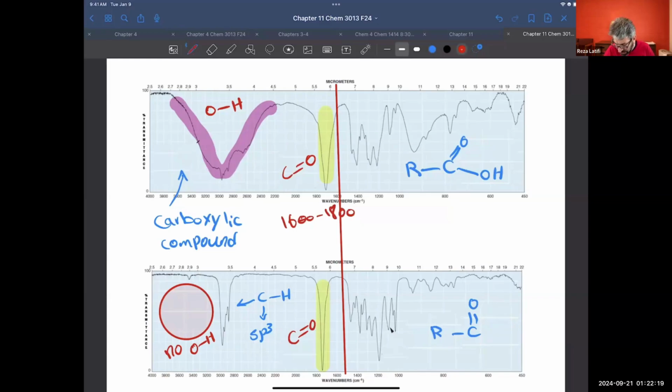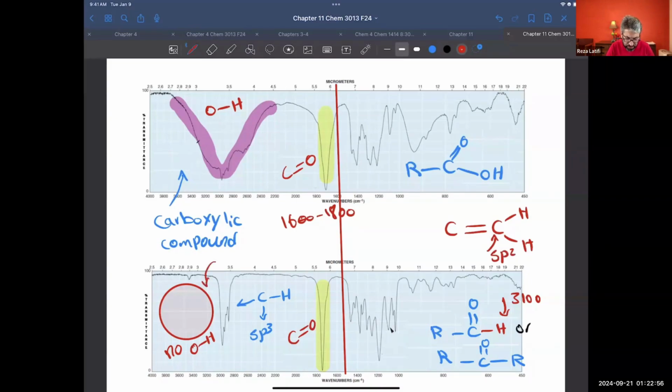Do I have H, or is this one attached to another R group? Because I don't see a peak around 3100, and 3100 is for hydrogen attached to a carbon with sp2 hybridization. I don't see it in the CH vibration here. I'm going to say that cannot be the correct answer, and this might be the correct answer. So the second one will be a ketone, while the first one can be a carboxylic acid.